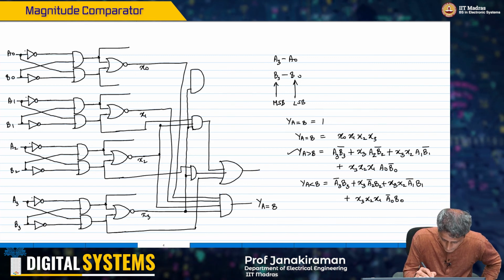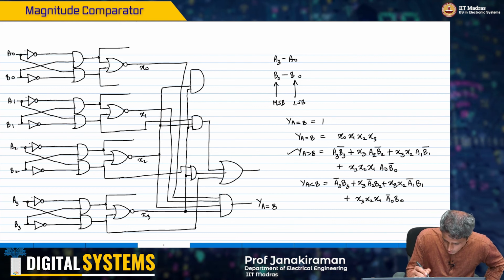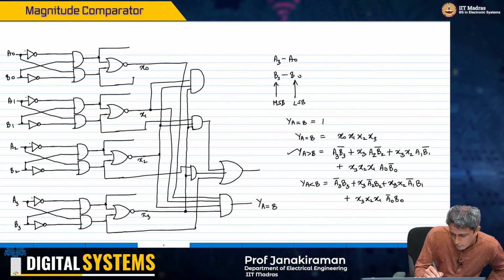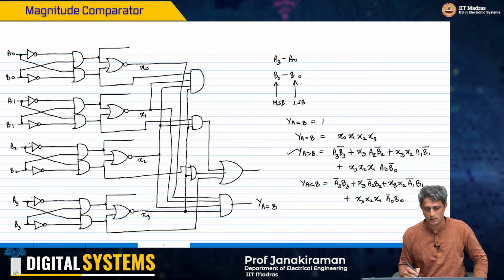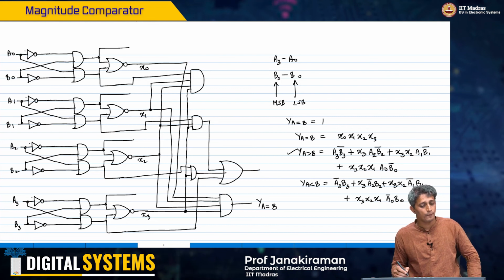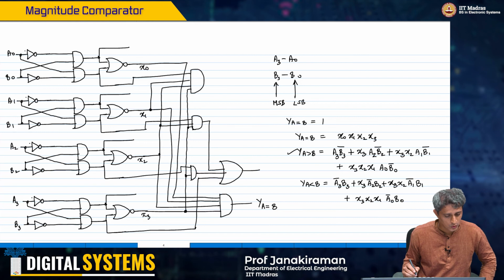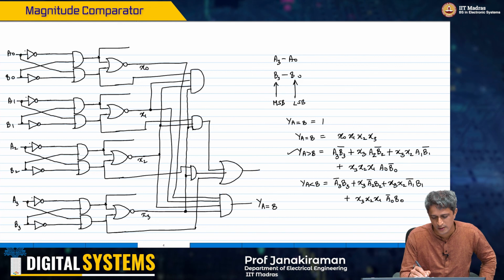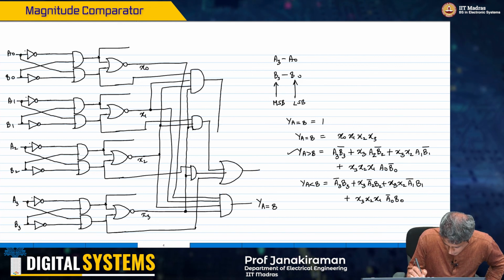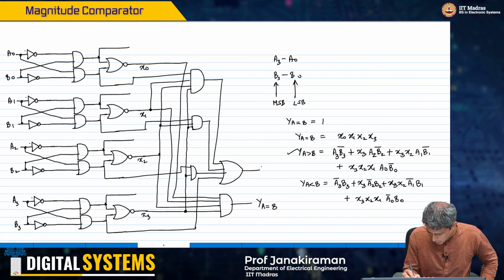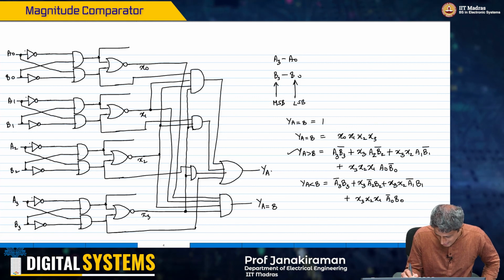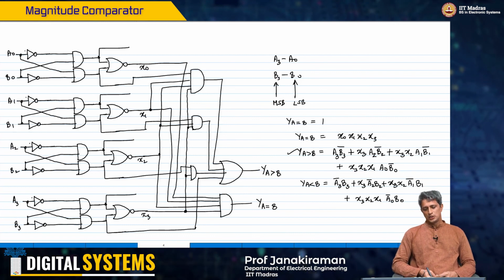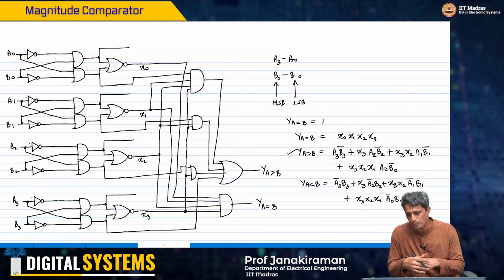Which is basically x3, x2, x1, and then I have A naught and B naught bar, right? So that is my fourth thing, and this comes here and I get this output. So this is Y A greater than B, okay? So this is the A greater than B part.